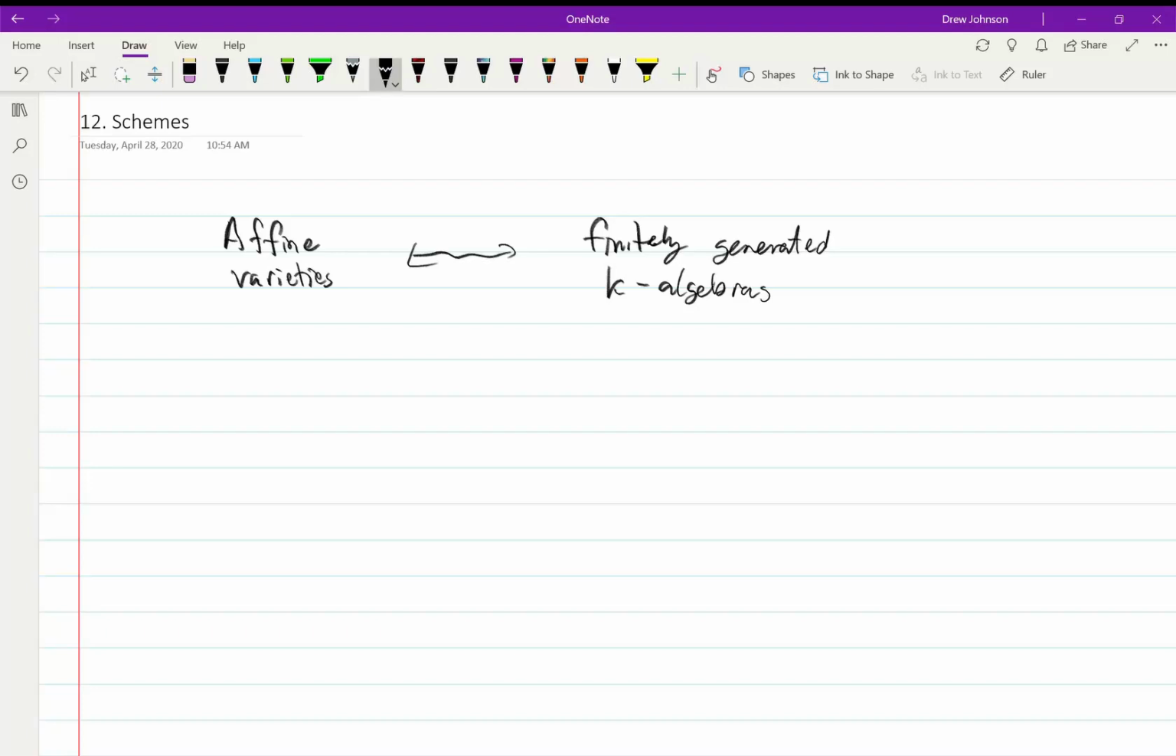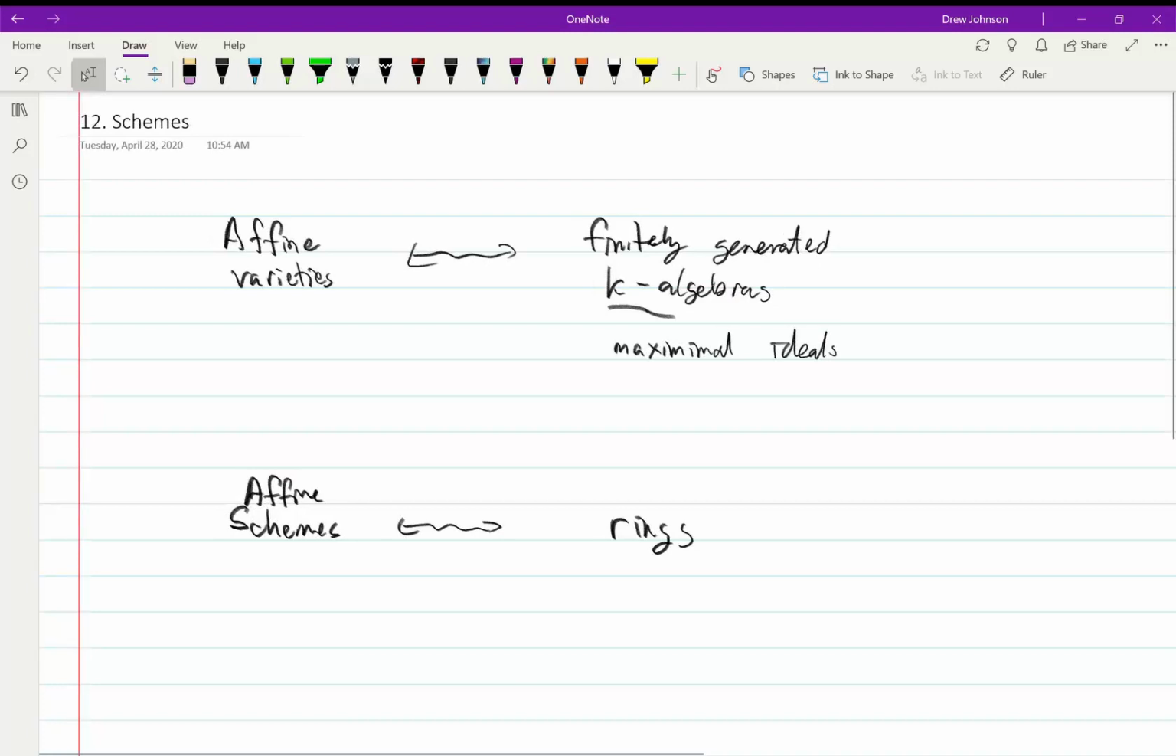All right, and so we are going to extend this in the case of schemes by saying schemes, or rather affine schemes, correspond to arbitrary rings. Okay, and remember under this correspondence up here, maximal ideals in this K-algebra corresponded to points of the affine variety.